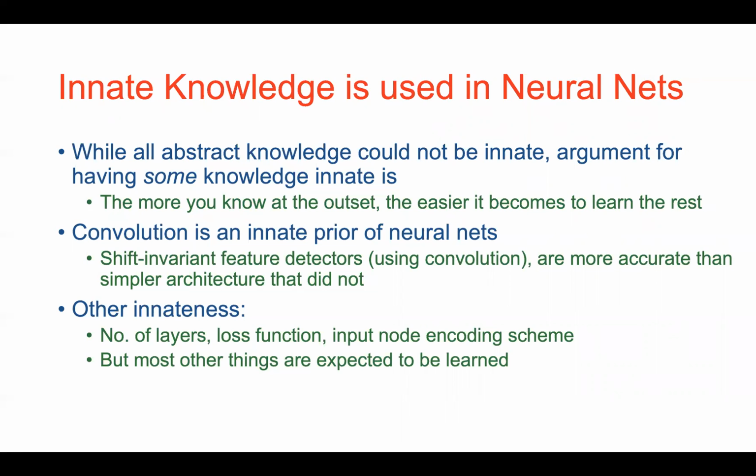We routinely use that, but we're saying, who told you that you should use that? It's some kind of a knowledge. Shift invariant feature detectors using convolution are more accurate than simpler architectures that did not. If you use the convolution architecture and the convolution pooling, that kind of a thing, you get a better system with a higher degree of performance than if you simply work with the raw data. So you can say there is an innate prior. So there is innate knowledge that went in.